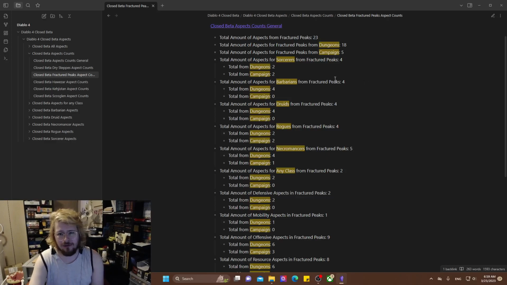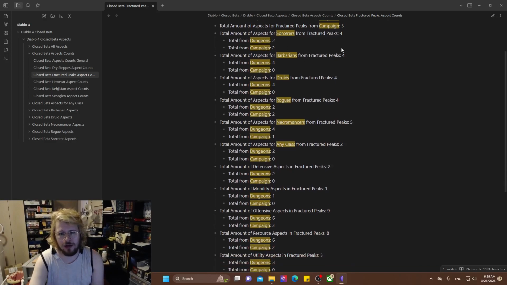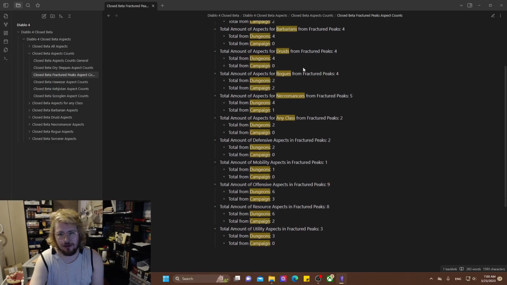Sorcerers will be gaining 4 from Fractured Peaks with 2 and 2. Barbarians will have 4, and they're all coming from the dungeons. Same thing with the druids with 4, and all 4 of them come from the dungeons. The rogues have 4 and 2 and 2. Necromancers have 5 aspects in Fractured Peaks, with 4 from dungeons and 1 from the campaign.